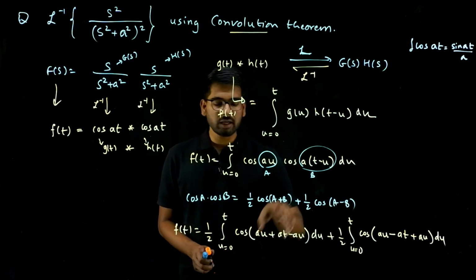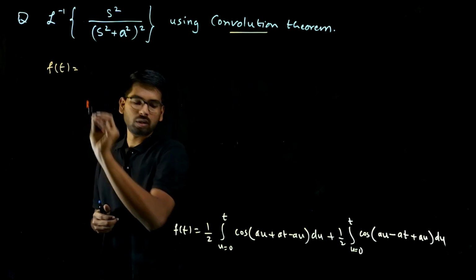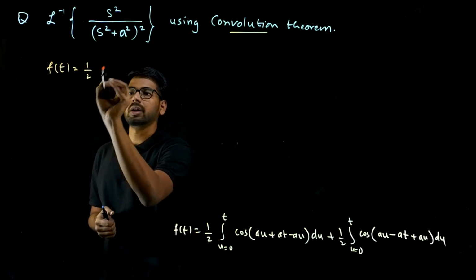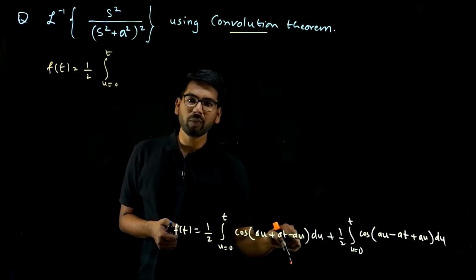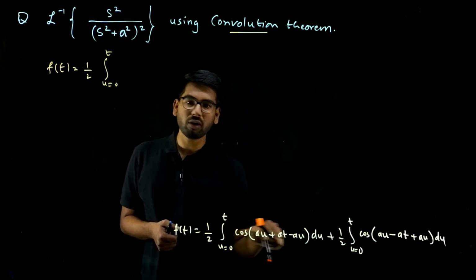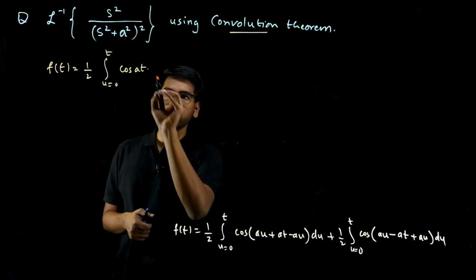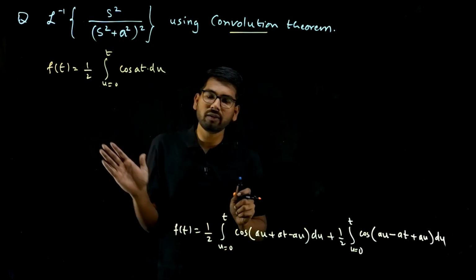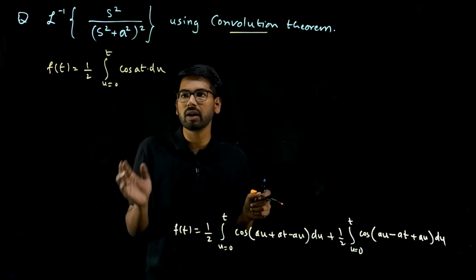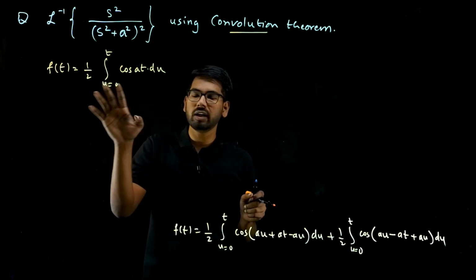Let me make some space here and we'll solve this integration. f of t is equal to 1 over 2 integration from u equal to 0 to t of cos(au minus au is 0), so cos at, with respect to du. This is very important. Whenever you see integration of cos, it's not always sin at by a. You have to check what variable you are integrating with respect to.